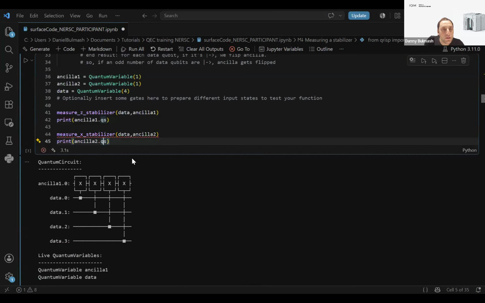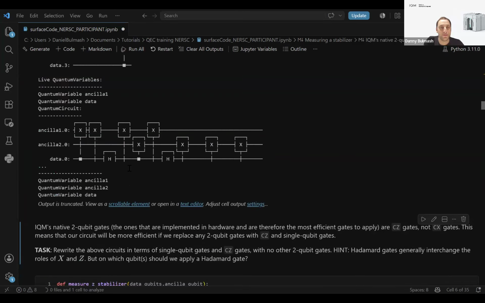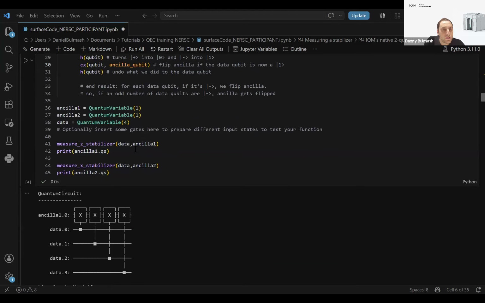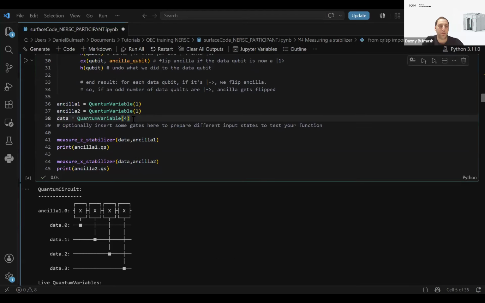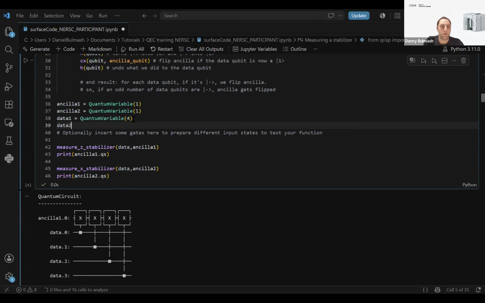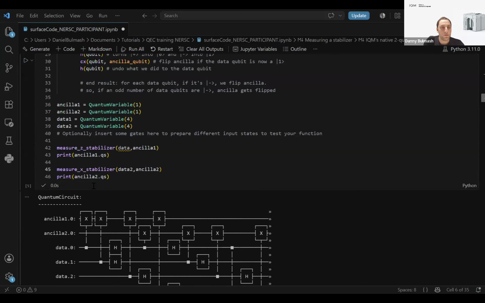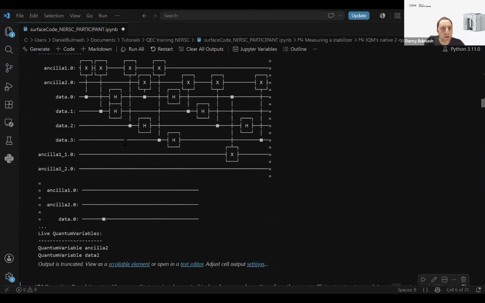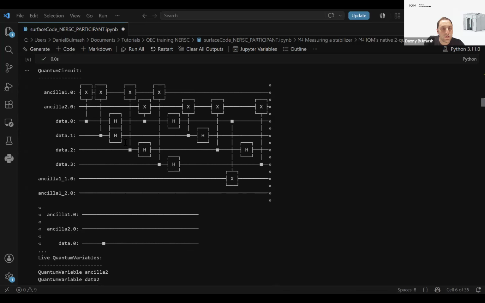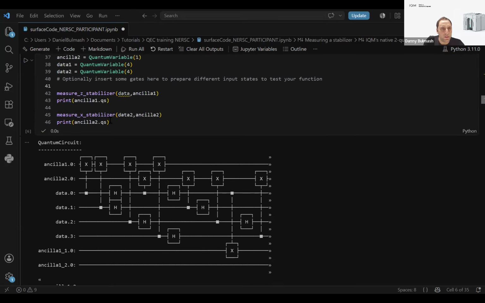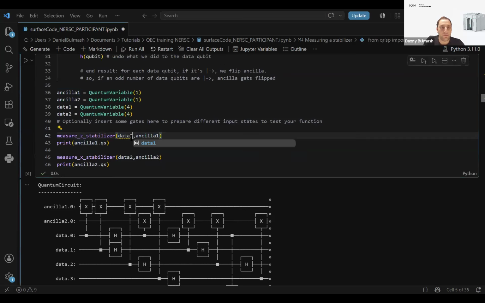What happened here? It's called ancilla qubit, not ancilla. Oops, what happened here? I see. Do this with data 2. There we go. Why did that behave this way? Oh, I see. It just printed both circuits. What just happened? Data 1. That's what's happening.